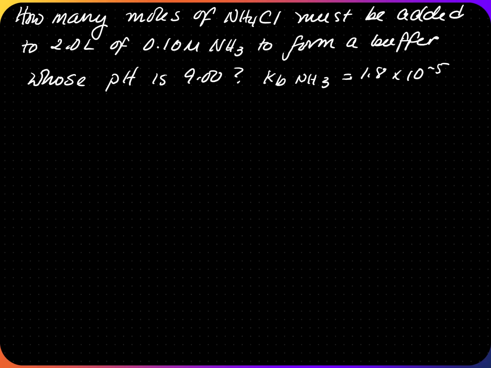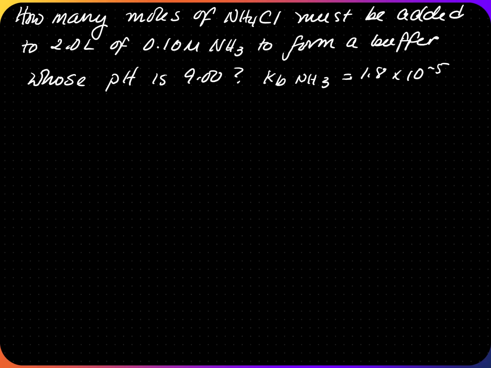So how many moles of ammonium chloride must be added to 2.0 liters of a 0.10 molar ammonia to form a buffer whose pH is 9.00? Kb of ammonia is given. Since the Kb is given, this is base dissociation.